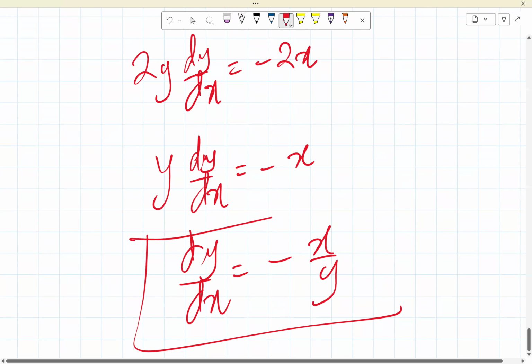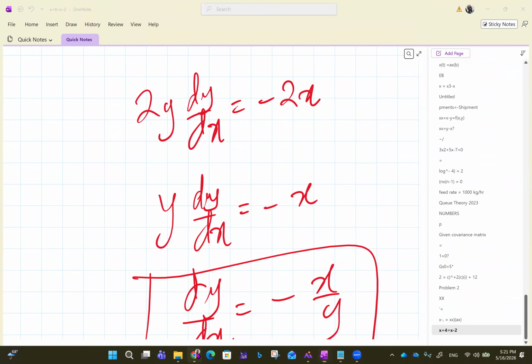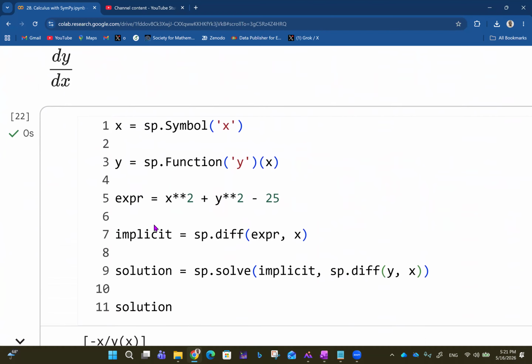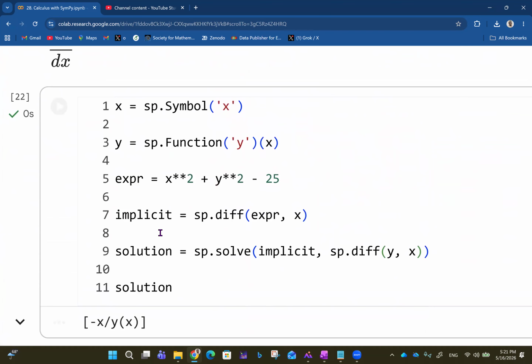And that is what your dy/dx is in that case. So minus x over y. And that's exactly what we get when we do implicit differentiation, if you set it up the proper way. So you do the symbol. Y is now a function of x. So you do y as a function of x, not just as a symbol now.